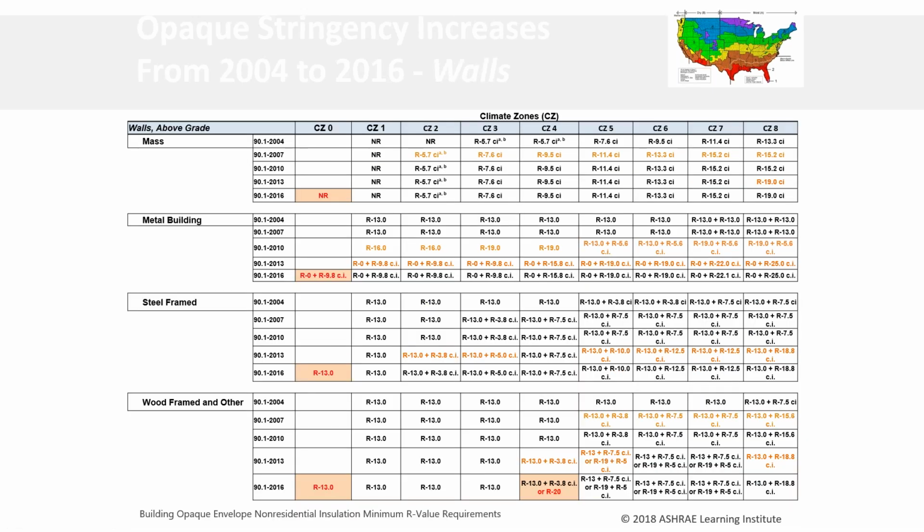Similar to walls, again, you can look through all these in much more detail, but a steel framed wall on the East Coast of the US was R13, and since then it's only gone up in that you need to add R7.5 continuous insulation. So there hasn't been much change since 2007 there. Again, some of the other climate zones and some of the building types have changed.